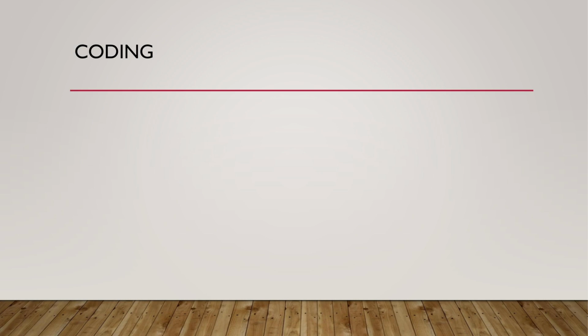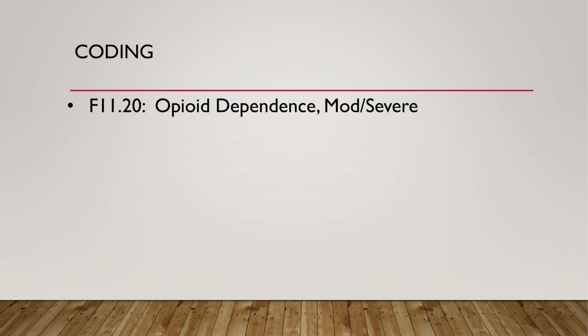So coding and documentation. This is a common issue too. When I'm seeing these patients in the clinic for treatment with buprenorphine, what am I documenting? What am I coding? So the coding that you're going to use mainly is F11.20, and that's opiate dependence, moderate to severe. This code is for patients who are being treated for opiate use disorder. And that's a code that I primarily use when I'm seeing these patients in the maintenance phase, when they've been stabilized or on maintenance.